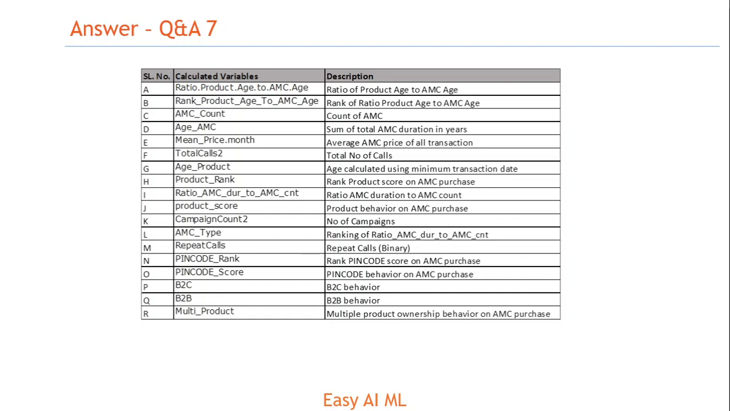So even pin code, suppose customers in a particular geography are more keen to get into AMC, while in some geography customers are not very keen, maybe because there is local availability to provide support. B2C and B2B behavior is whether this product has been sold to an individual or to an institution. Multi-product means if a customer has taken more than one product. So these can be the created calculated values.